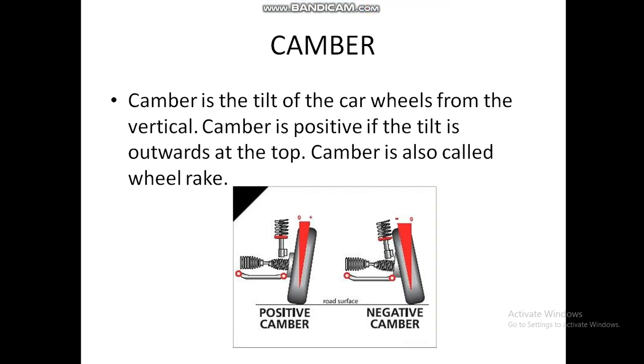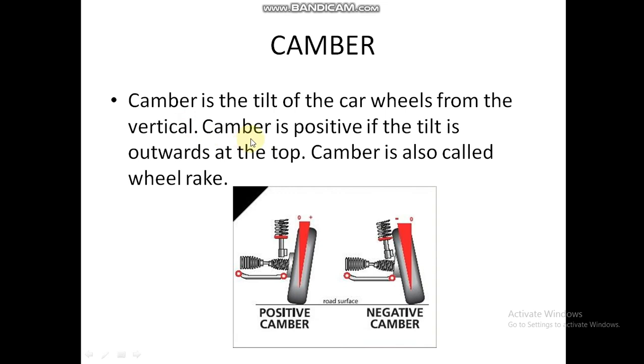Hello students, in our vehicle dynamics class, today we will discuss the effect of camber. So first of all, what is camber? Camber is the tilt of the car wheels from the vertical.